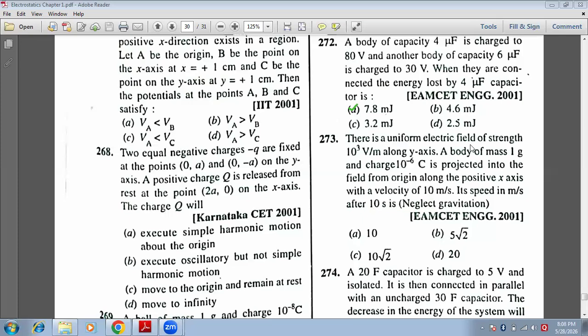There is a uniform electric field of strength 10 raised to the power 3 volt per meter along y-axis. A body of mass 1 gram and charge 10 raised to the power minus 6 coulomb is projected into the field from origin along the positive x-axis with a velocity of 10 raised to 10 meter per second. Its speed in meter per second after 10 seconds is, neglect gravitation. Option A 10, option B 5 root 2, option C 10 root 2, option D 20. Correct answer option C 10 root 2.